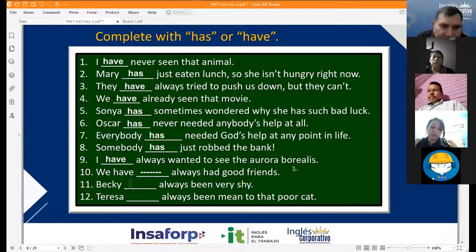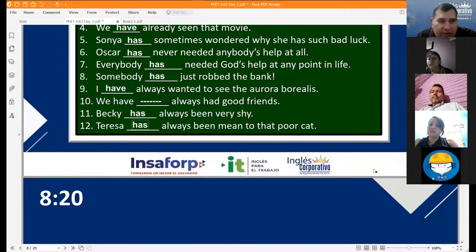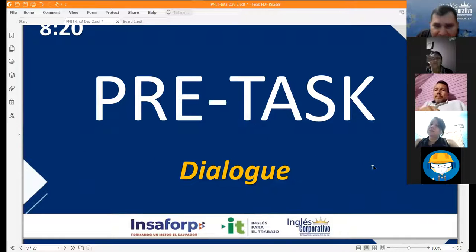What do we have for 11? Becky has always been very shy. Yes, Becky has always been very shy. Nice. How about 12? Teresa has. Exactly. Very good. Yes, Teresa has always been mean to that poor cat. What's the meaning? Teresa has hit the poor cat, okay? She has always been mean to that poor cat. Okay, excellent. Let's move on.